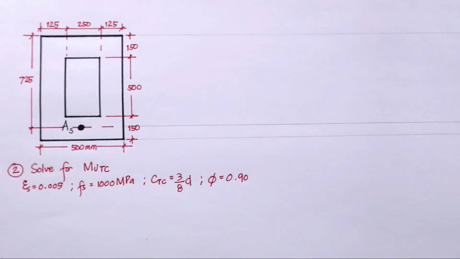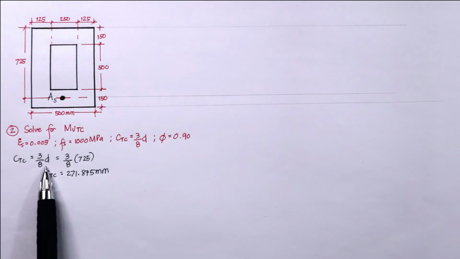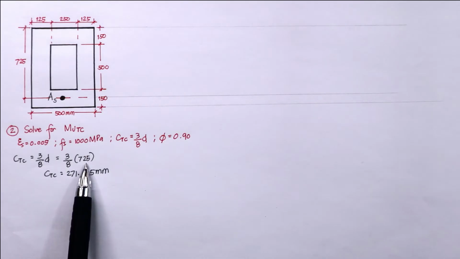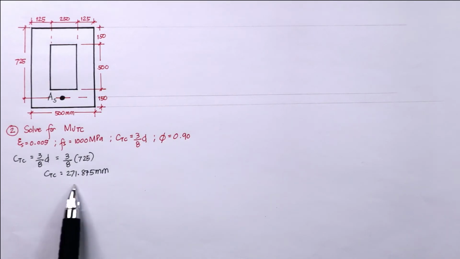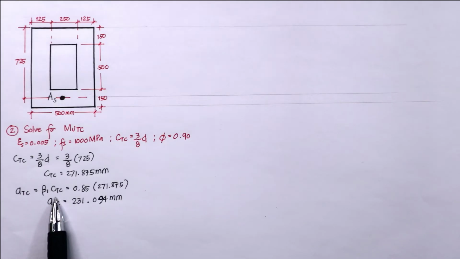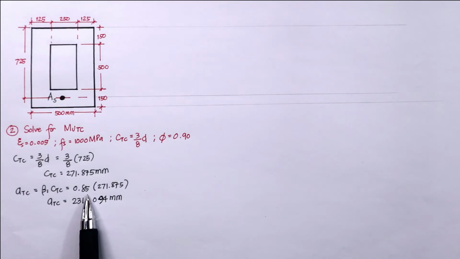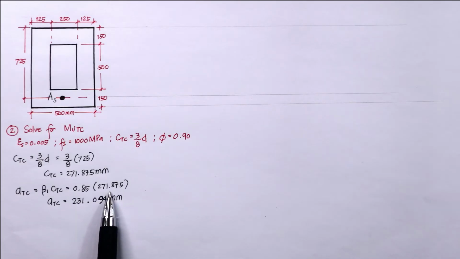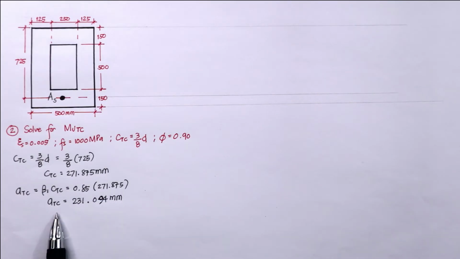Dito sa step 2, halos same lang ng process yung gagawin natin katulad ng sa step 1. c at tension control is equal to 3/8 d, the value of d is equal to 725, kaya makukuha natin value ng c TC is equal to 271.875 mm. a at tension control is equal to beta 1 times c TC is equal to 0.85 times 271.875, at ang makukuha value ng a is equal to 231.094 mm.